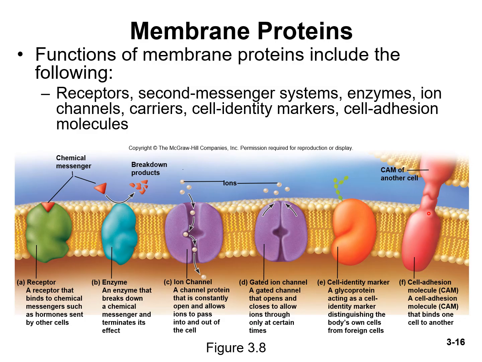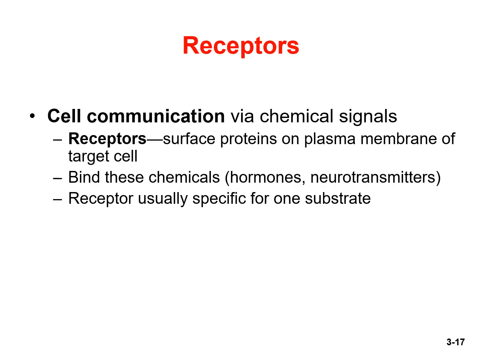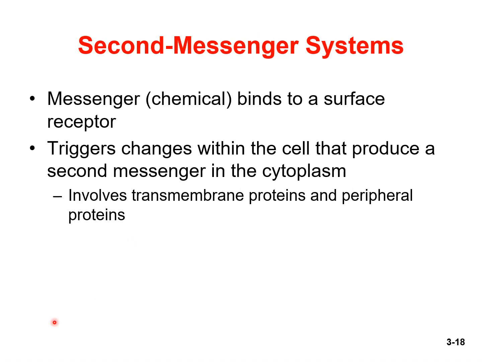You can also have cellular adhesion molecules that attach it to other cell types to stop them from moving around. The receptors are how cells communicate, and they communicate via chemical signals. They can be hormones, neurotransmitters, but something binds to a receptor and communicates with inside the cell. That message can be a second messenger system.